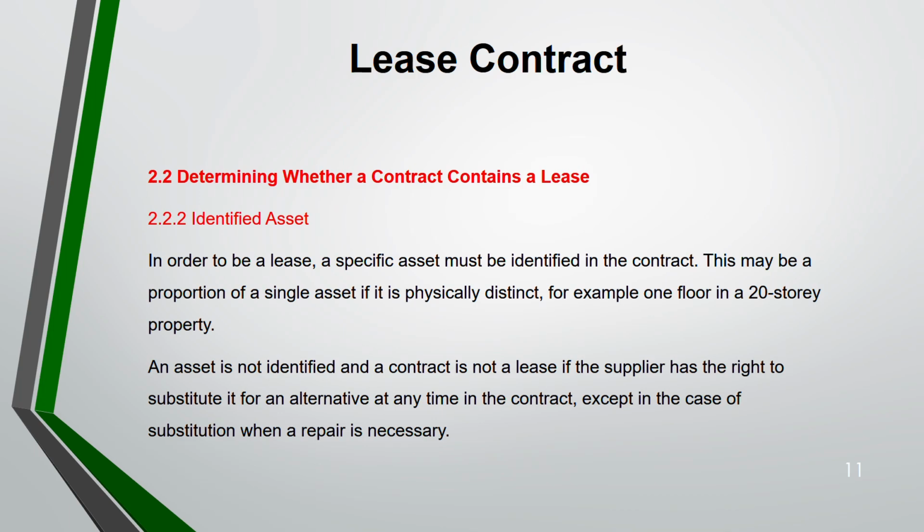An asset is not identified and a contract is not a lease if the supplier has the right to substitute it for an alternative at any time in the contract, except in the case of substitution when a repair is necessary. What does it mean? That means you can't have a substitute for it. If you are having a substitute, that contract is not a lease. But you can only substitute when a repair is necessary. Other than that, any other substitute means it is not a lease.